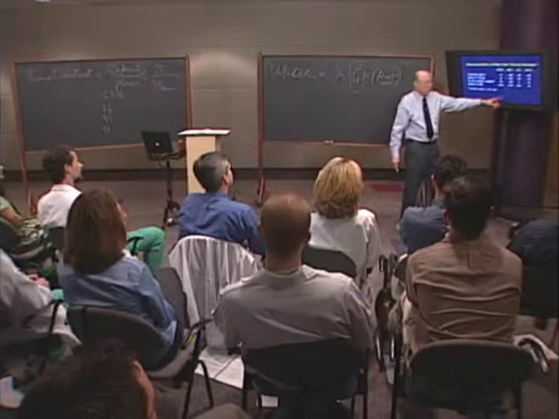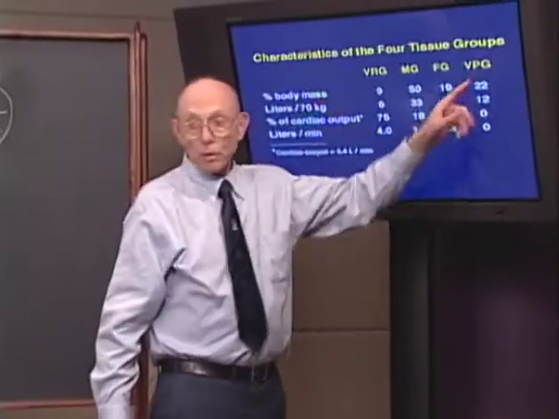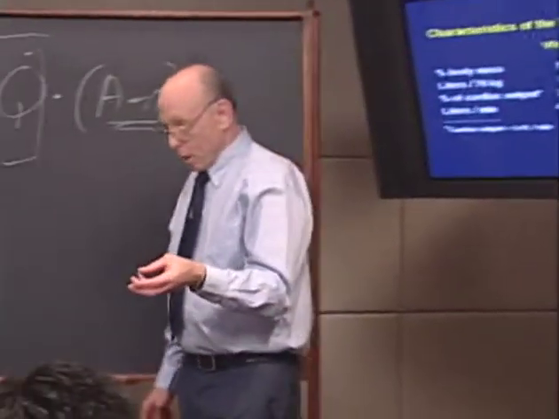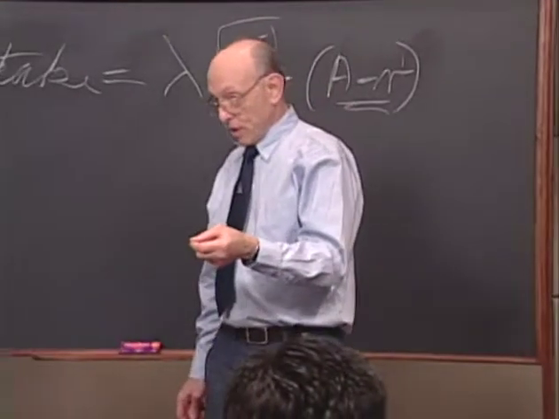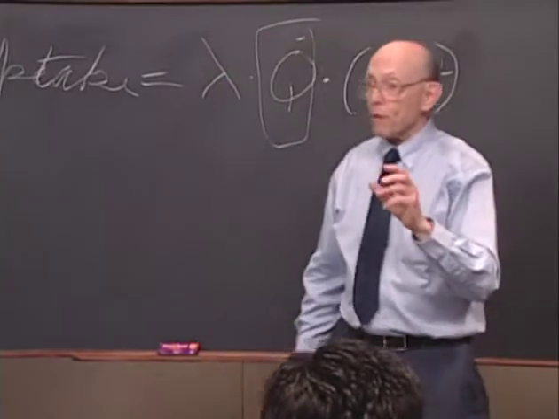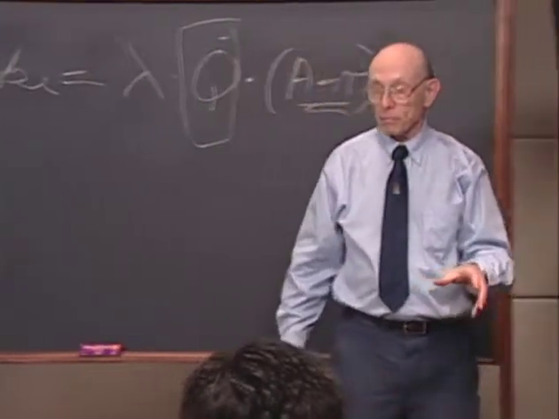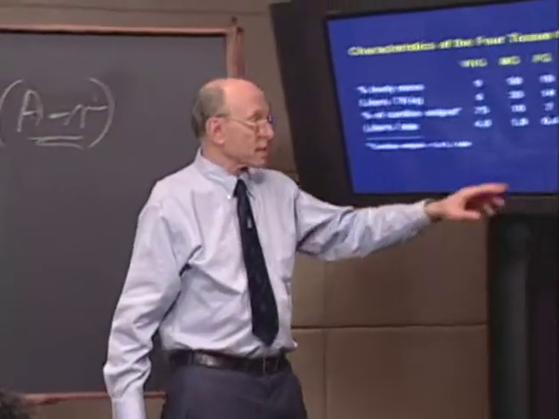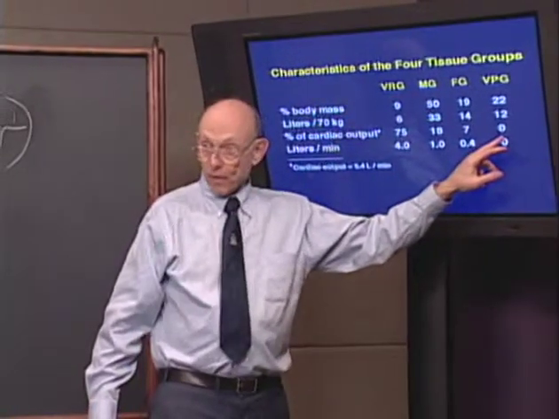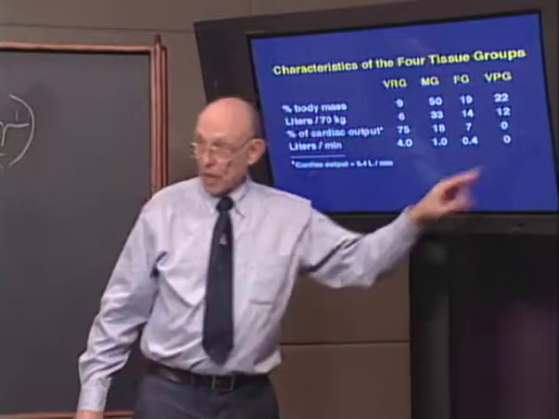And finally, we have the vessel-poor group. Bones, ligaments, tendons, cartilage, those tissues of the body which are poorly perfused. In fact, their perfusion is essentially zero. If their perfusion is essentially zero, how much uptake can they command?